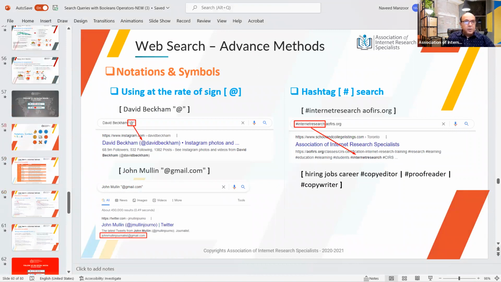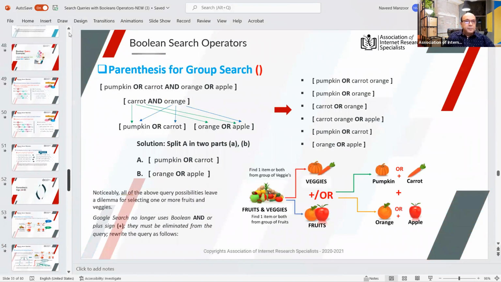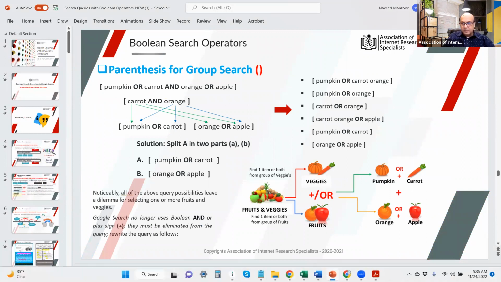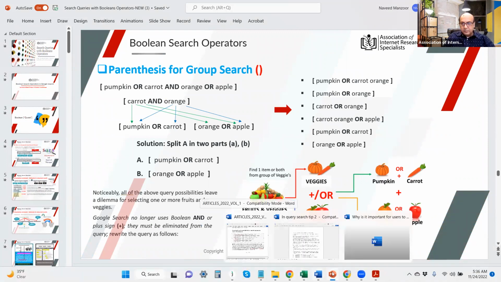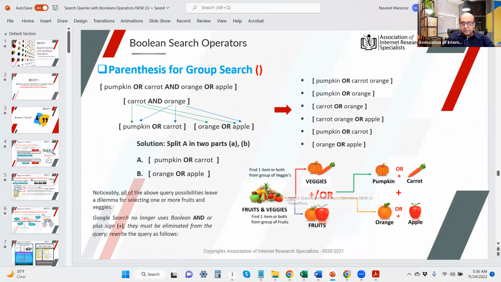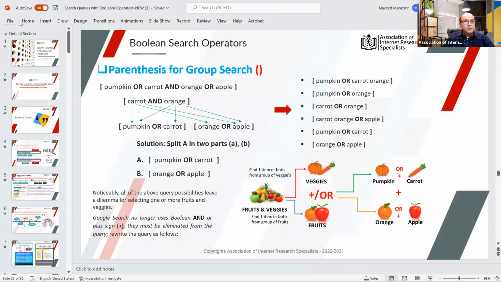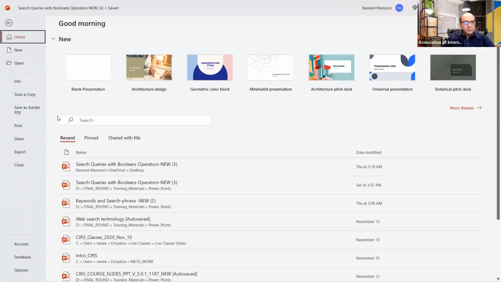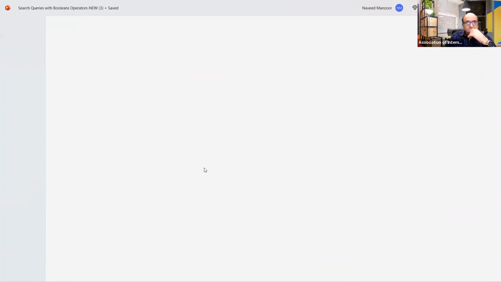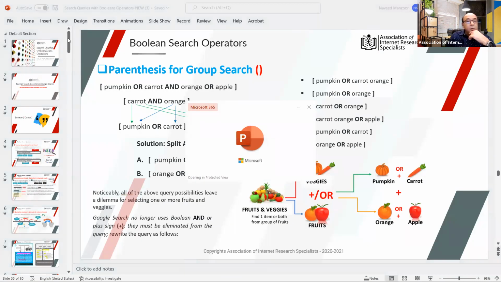Okay, we're going to get to the symbols later on. Going to open up another slide.